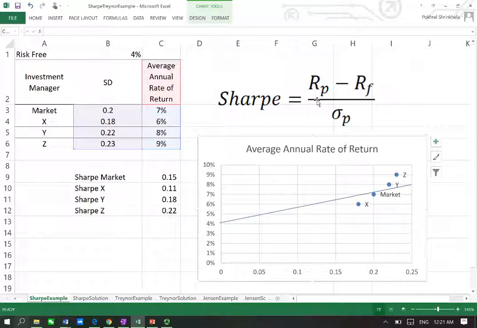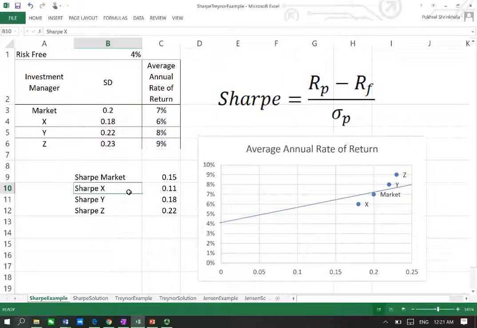Now of course there are some disadvantages. For example, Treynor ignores unsystematic risk in a portfolio, okay, whereas Sharpe ignores the diversification potential of the portfolio. So these advantages and disadvantages are important to be considered.